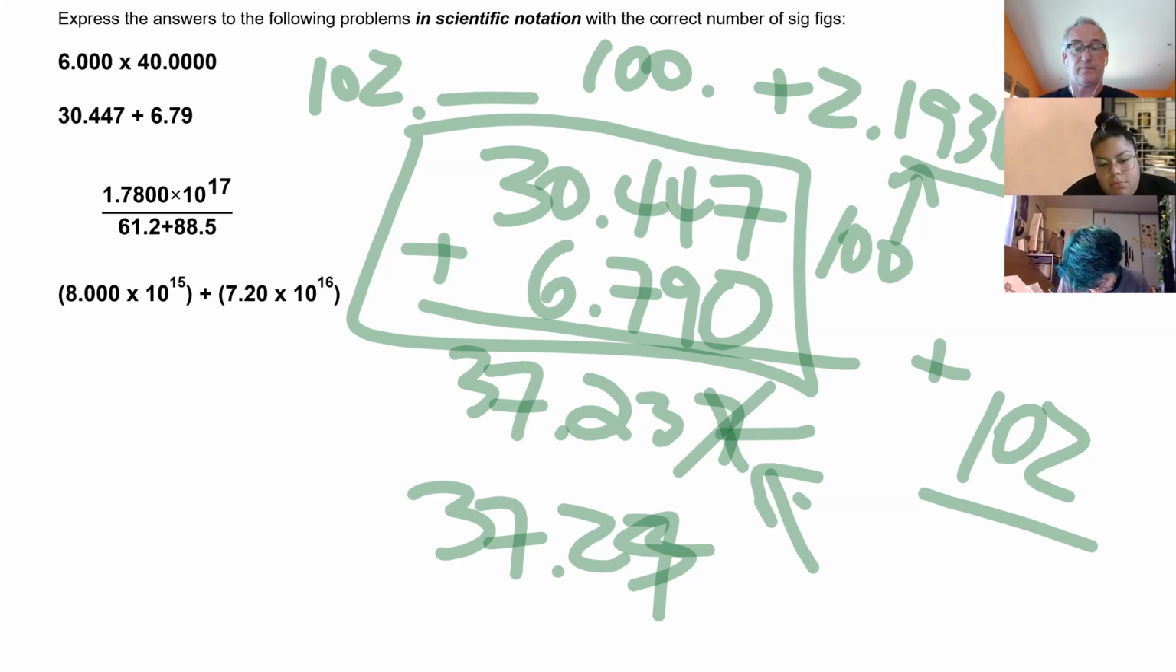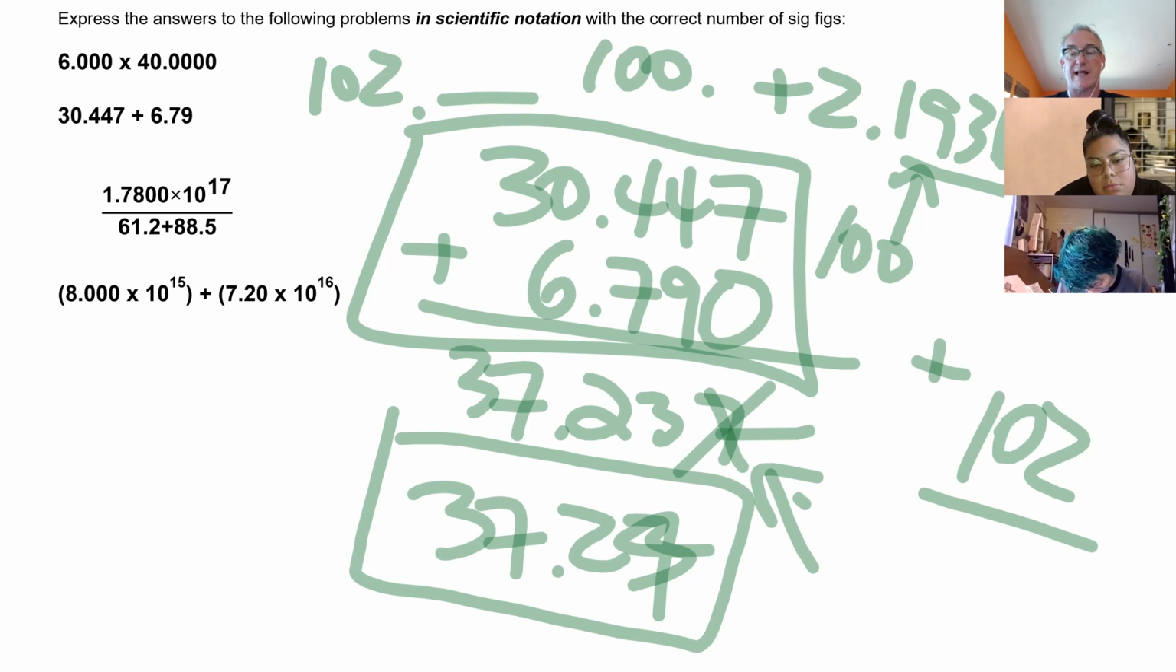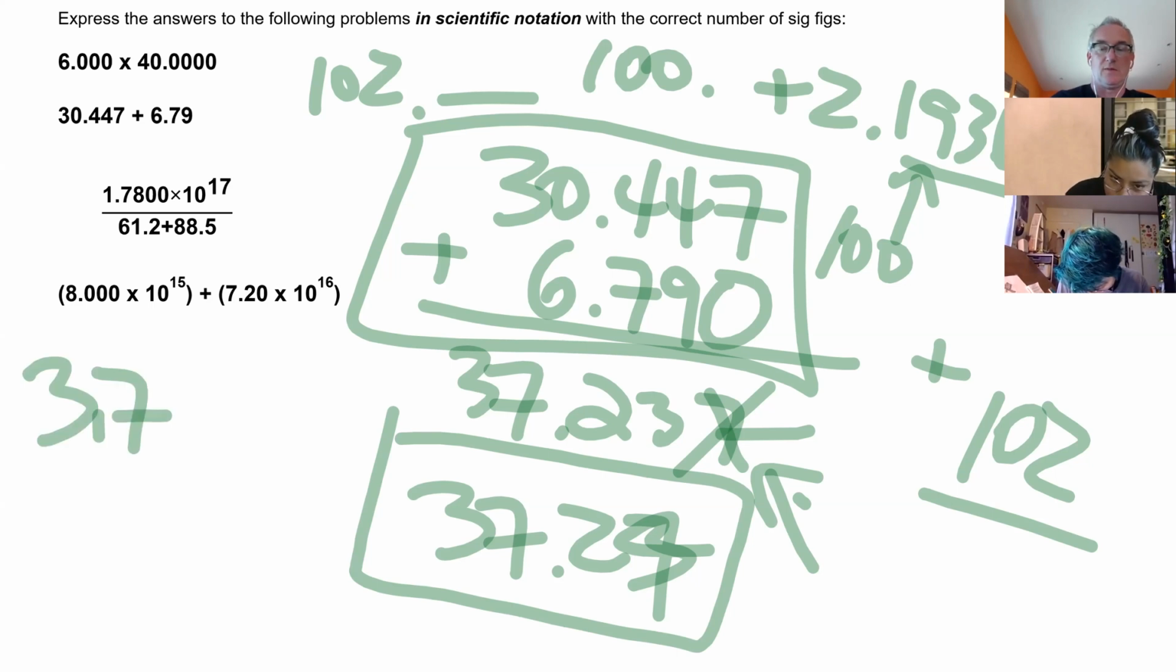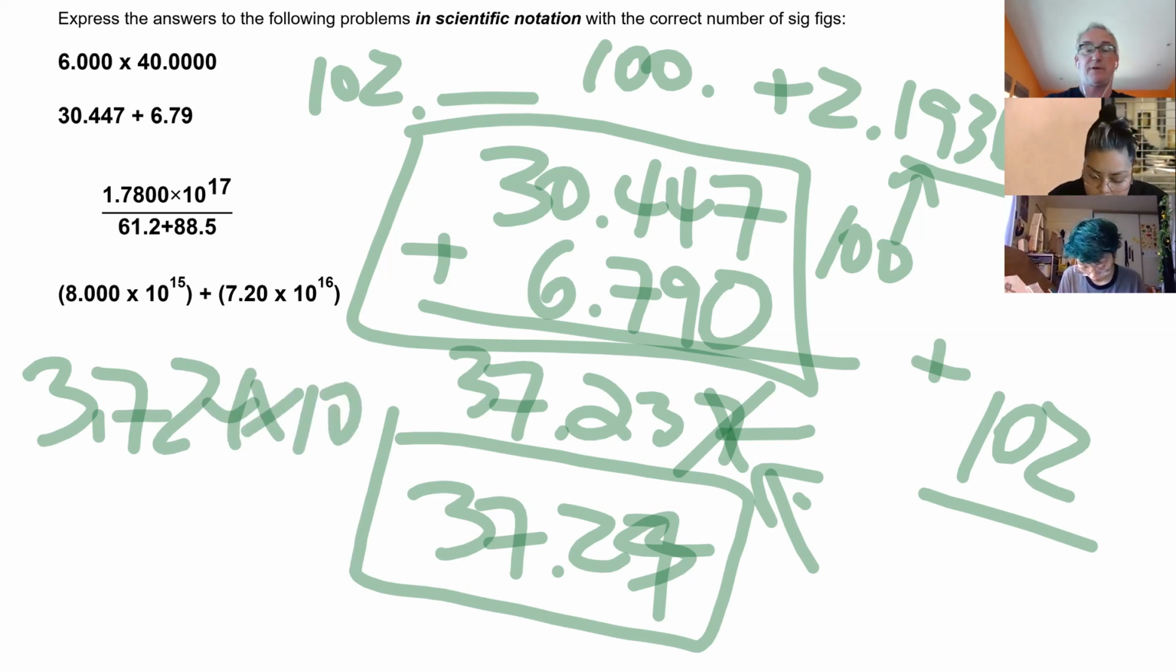Okay. So what's our final answer then for this question? So that's the number, but what is it in scientific notation? 3.724 times 10 to the first. Yes, just times 10. 3.724 times 10. And you can put the 1 there. It doesn't really matter. It's assumed it's there.